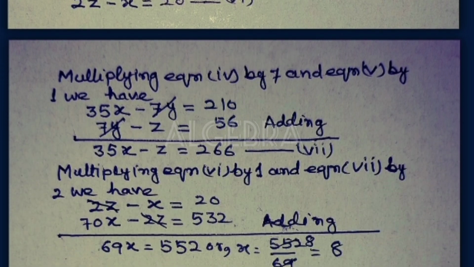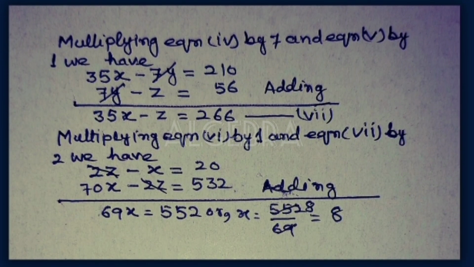Multiplying equation 4 by 7 and equation 5 by 1, we have 35x − 7y = 210 and 7y − z = 56. Adding, 35x − z = 266.